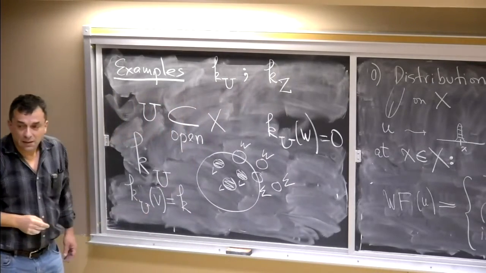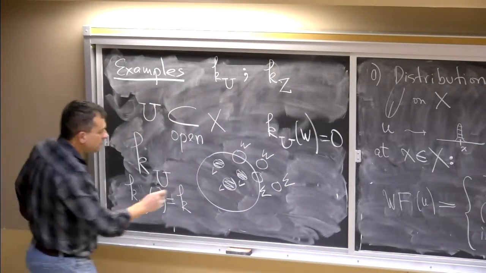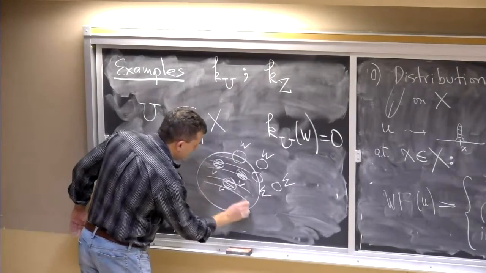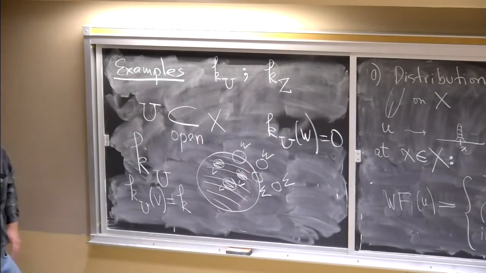This U is the circle. No, I am sorry. My U is open. It's an open subset.